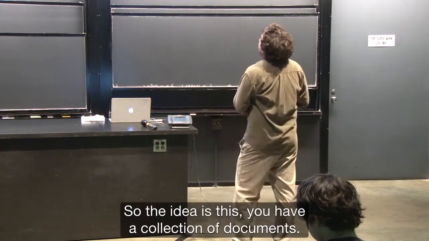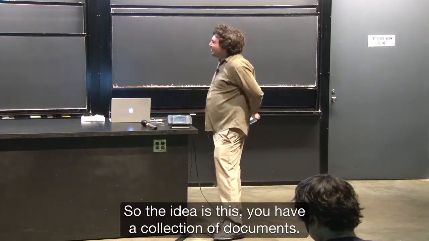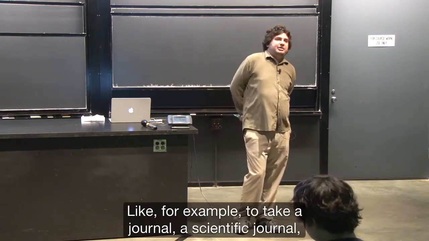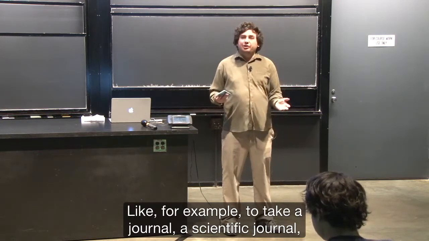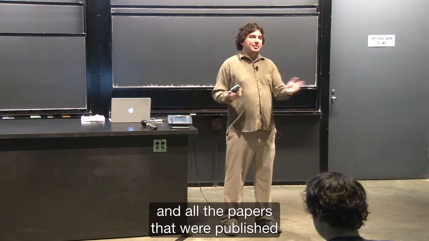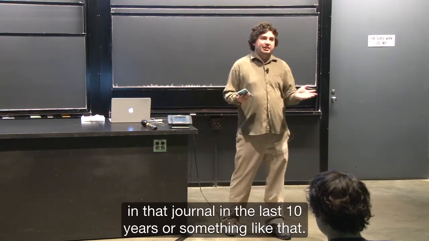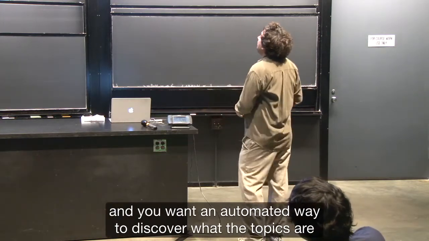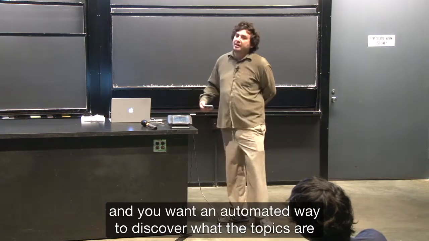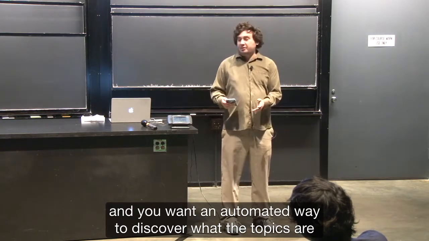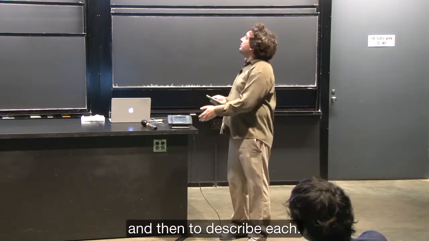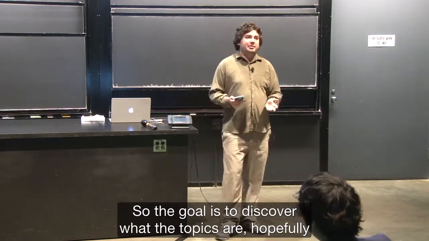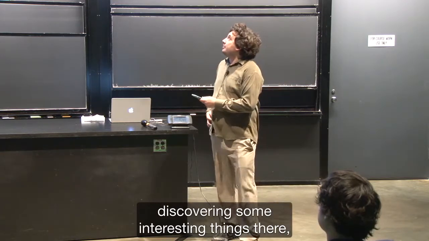All right, so the idea is this: you have a collection of documents, okay? For example, take a scientific journal and all the papers that were published in that journal in the last 10 years or something like that. So you have a collection of documents, and you want an automated way to discover what the topics are, and then to describe each document. That's the goal. So the goal is to discover what the topics are, hopefully discovering some interesting things there.